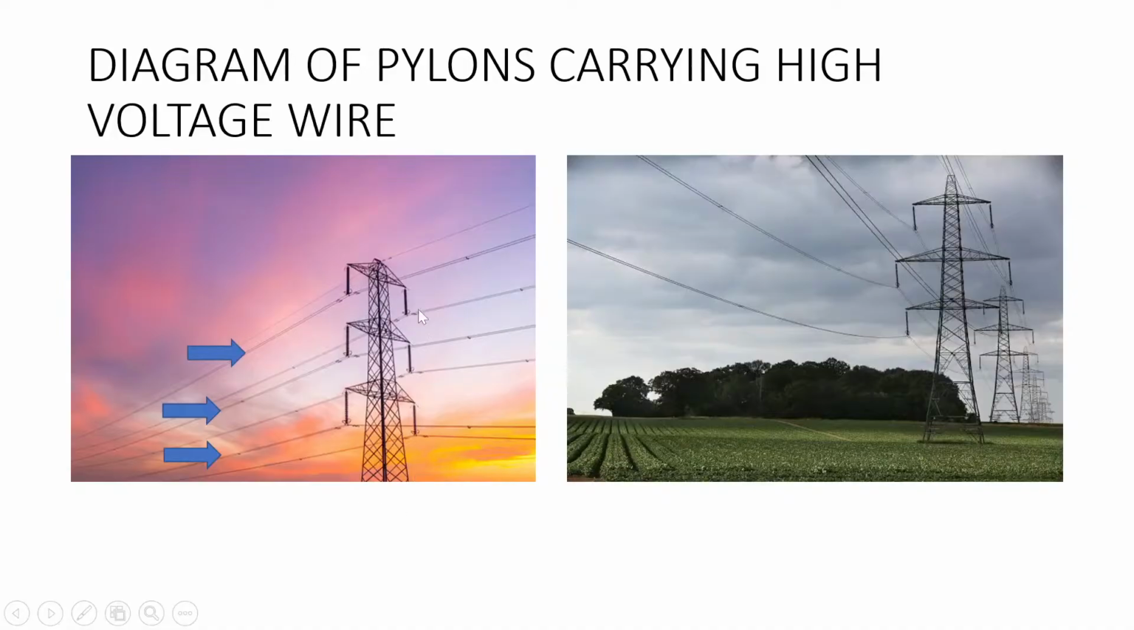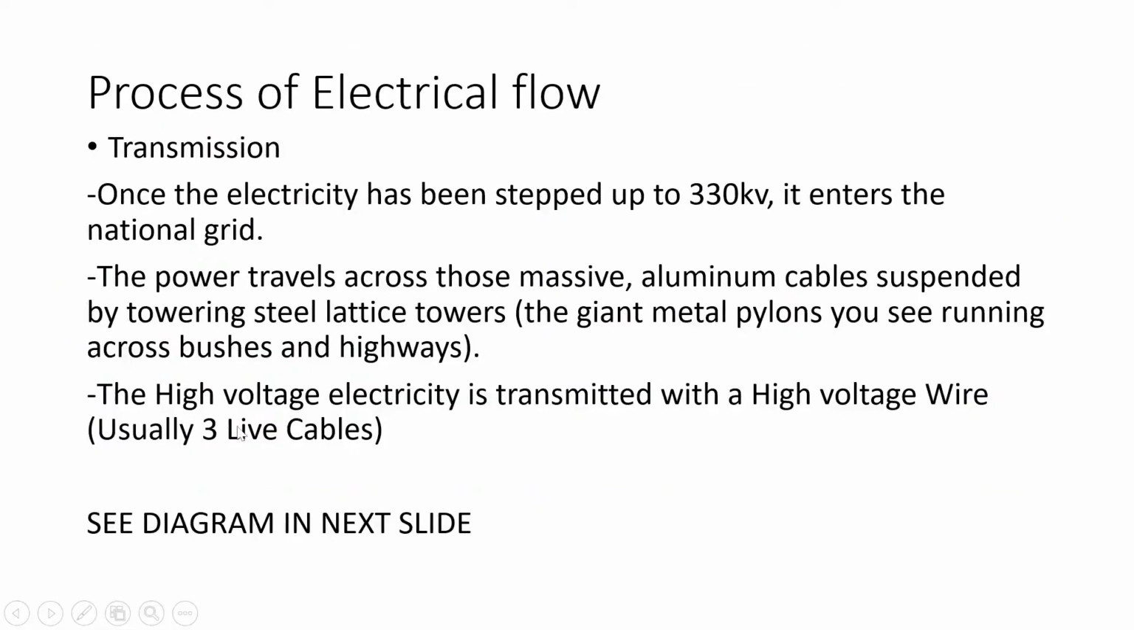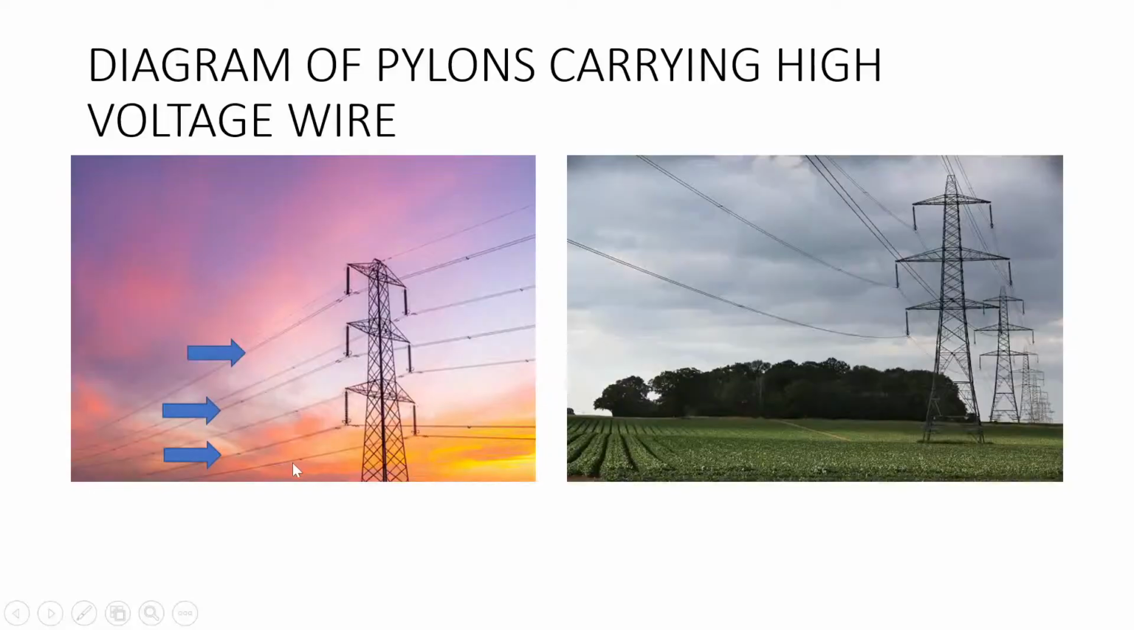So as you can see, this is what we call a pylon or a steel pole. Now remember in the previous write-up, we said that the 330 kilovolts of electricity is going to be transmitted using a high voltage wire, which is usually 3 cables. If you look at this now, you can see this is the first cable, the second cable, and the third cable. So you can see that this wire is on both sides. So these 3 live cables are also on this side.